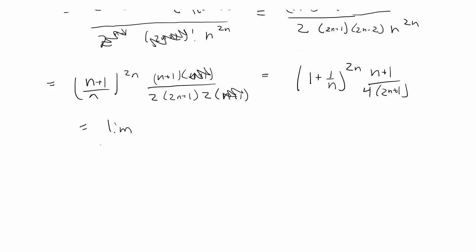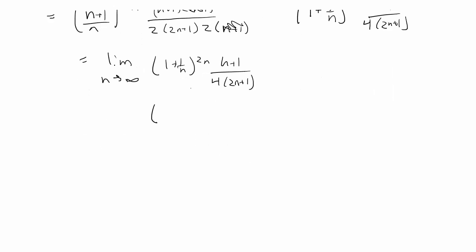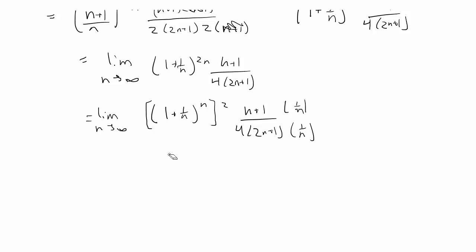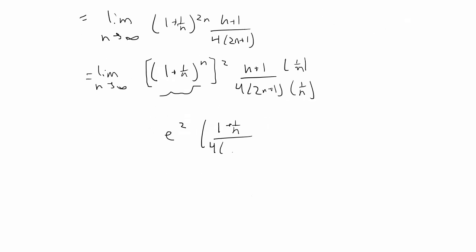Now I want to consider what the limit will be when it goes to infinity of all this. One thing you can do is actually switch the 2 times n and separate it a little bit. So you have (1 + 1/n)^n, and you can think of this as squared, times (n+1) over 4(2n+1), and you can take 1 over n of the numerator and denominator. The reason we did that is because this value is actually e, so it will be e squared times (1 + 1/n) over 4(2 + 1/n).